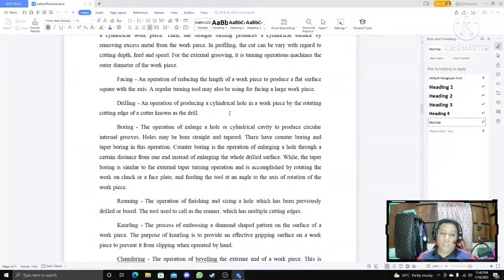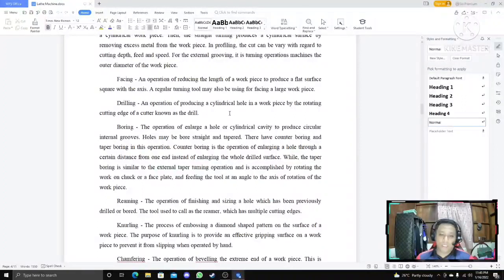Regular turning tools may be used for facing a large workpiece. Drilling is an operation of producing a cylindrical hole in a workpiece by rotating the cutting edge of the cutter known as the drill. Boring is the operation of enlarging a hole or cylindrical cavity to produce a circular internal groove. Holes may be bored straight and tapered. They have counter boring and taper boring in this operation.